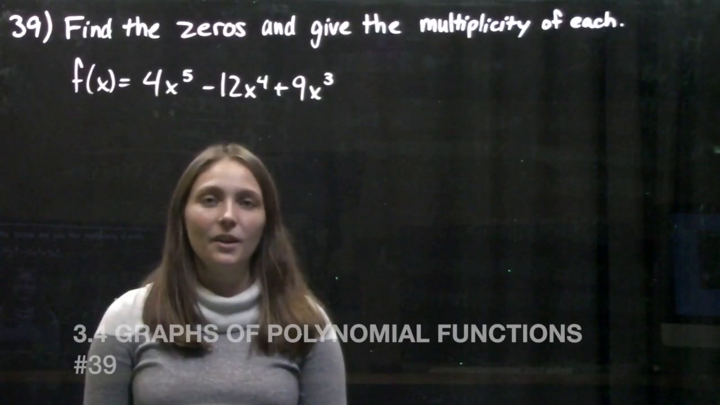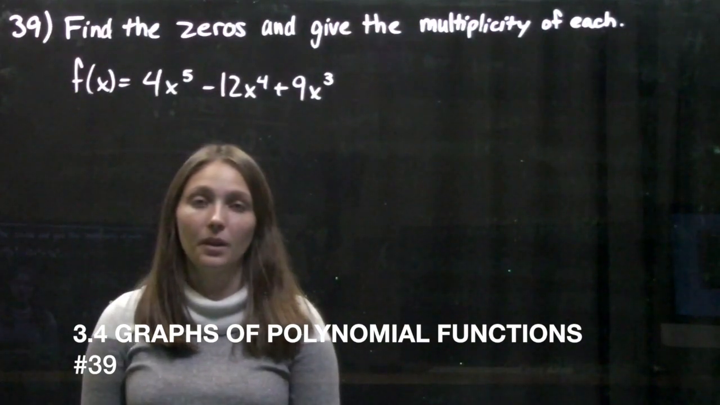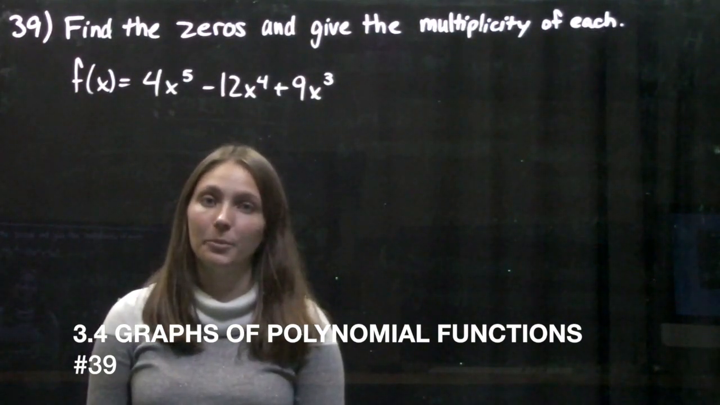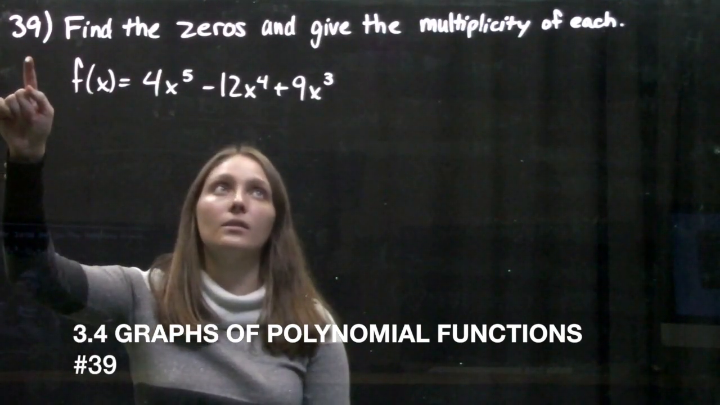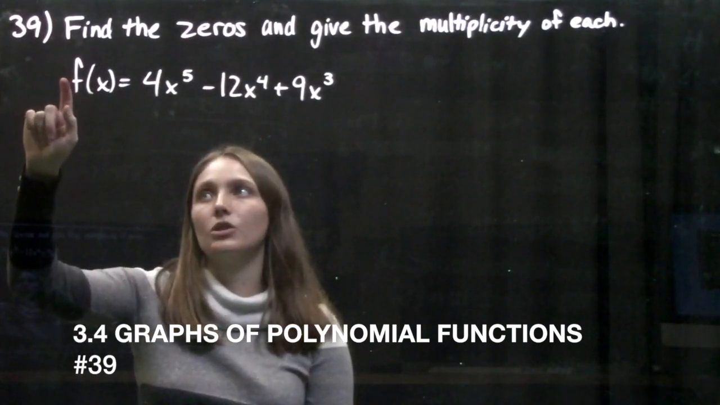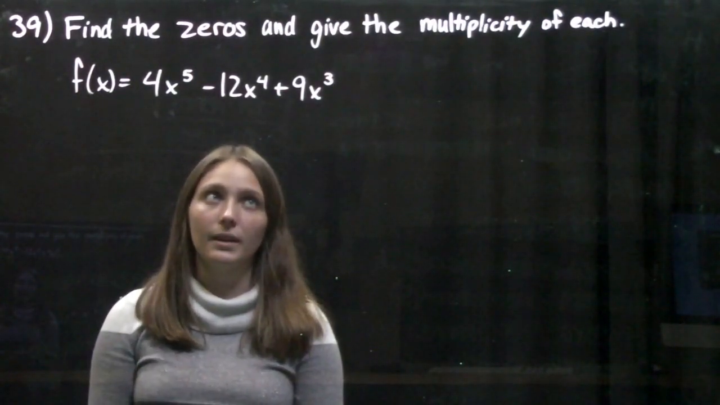Hey guys, in this video we're going to be going through Chapter 3 on rational and polynomial functions, and we're working through Section 4 on the graphs of polynomial functions. In this video we're doing problem number 39, which says find the zeros and give the multiplicity of each of the function f of x equals 4x to the fifth minus 12x to the fourth plus 9x cubed.